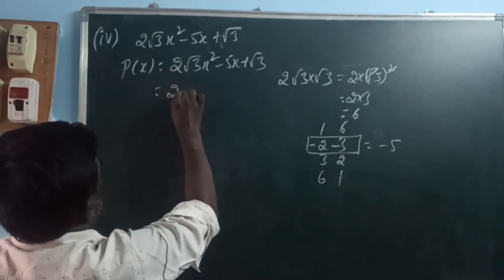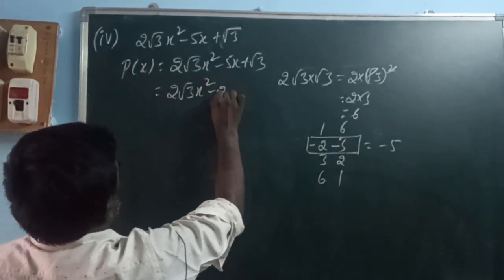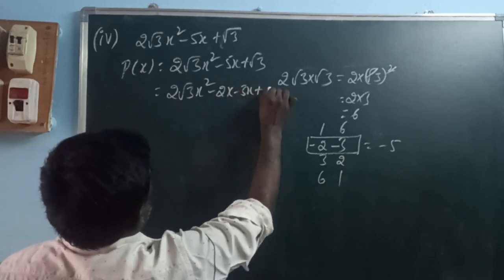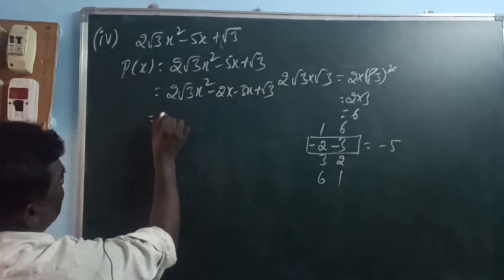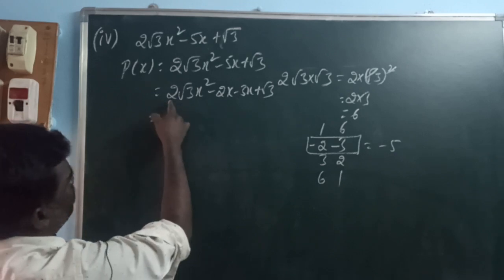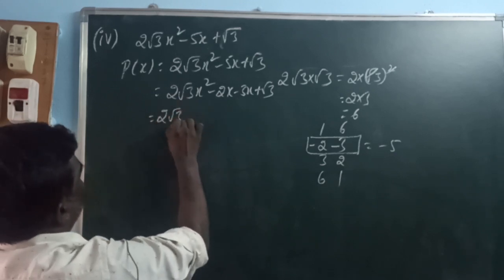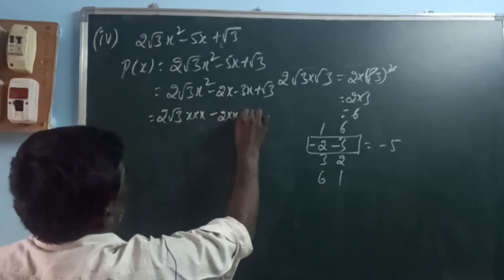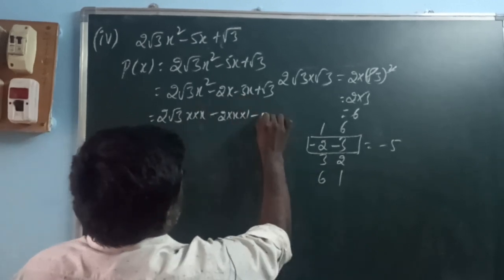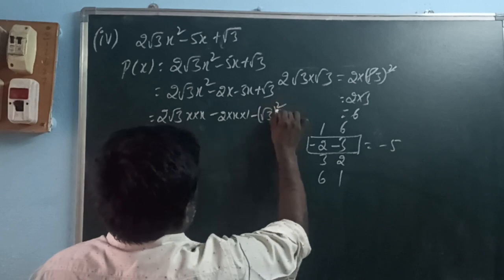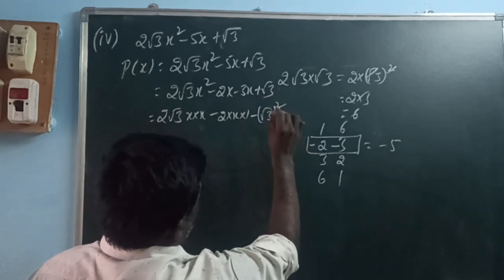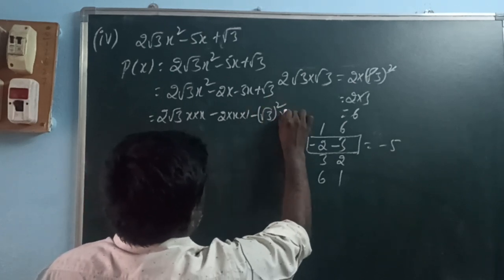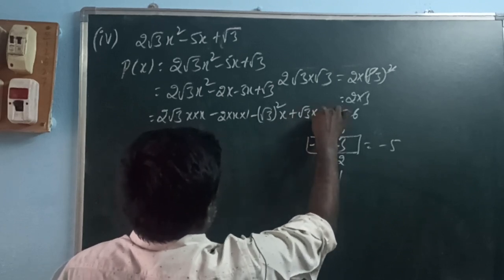So here 2 root 3 x square minus 2x minus 3x plus root 3. Here in these two, what is common? 2 root 3: 2 into root 3, x square means x into x, 2x means 2 into x into 1. Here 3 we can write as root 3 whole square, the square root cancels, we get 3. So root 3 whole square x plus root 3 into 1.